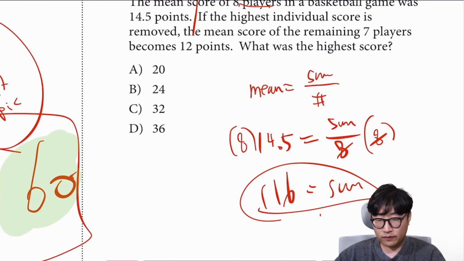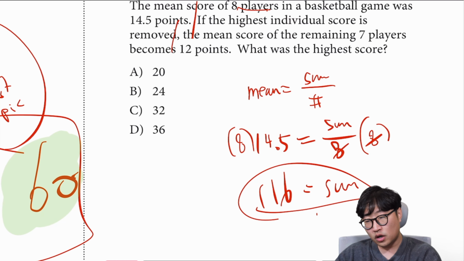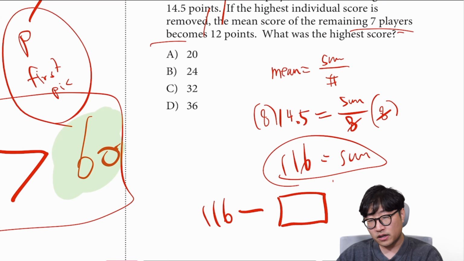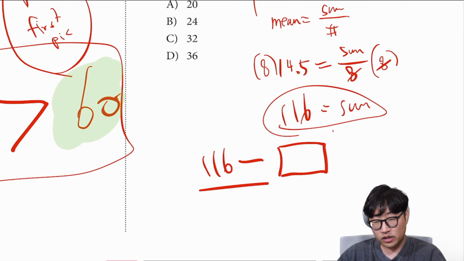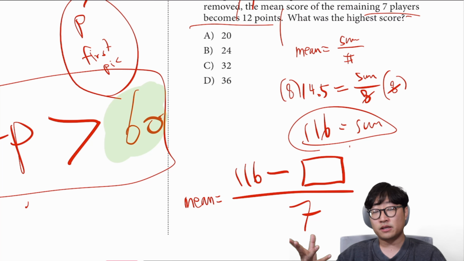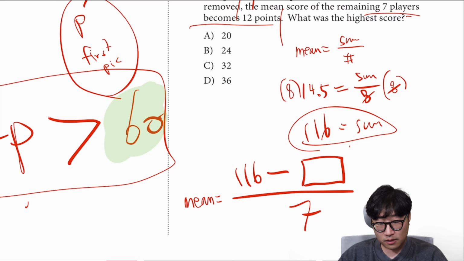So what do we do now? If the highest individual score is removed, from the 116, the very grand total, we're going to subtract the best guy's points. And then the mean score of the remaining 7 players becomes 12. So you take out the best one, and now we're going to get the new mean, and we have to divide by 7 this time because it's no longer 8 people, it's only 7 players because we just took out the best one. And then apparently the mean comes out to be 12.